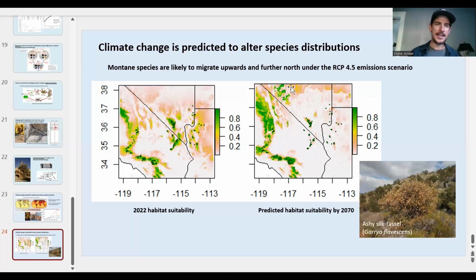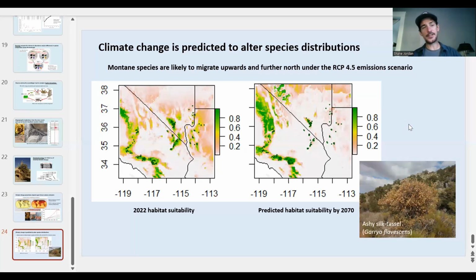So in essence, the idea is that the distribution of suitable habitat for many montane species, not just the ashy silk tassel, but all kinds of montane species, conifers, pine trees, for example. Basically, a lot of these species are going to be forced to shift their ranges up in elevation or upwards in latitude, if they can, realistically. And that's going to be an interesting situation that ecologists will be watching, I'm sure, in the next many decades, to see how this whole situation plays out.